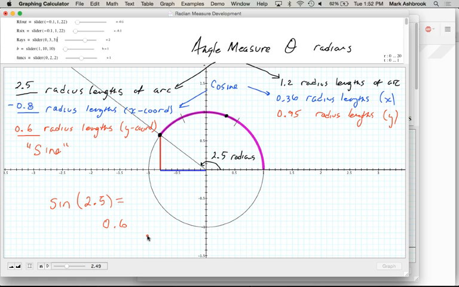Okay? So all the key elements of trig are about measuring things on the circle with the radius. Whether it's angle measure, that's measuring arc length with the radius. If it's x-coordinate, you're measuring the x-coordinate with the radius, or if it's the y-coordinate, you're measuring the y-coordinate with the radius. And that's angle measure, cosine, and sine.